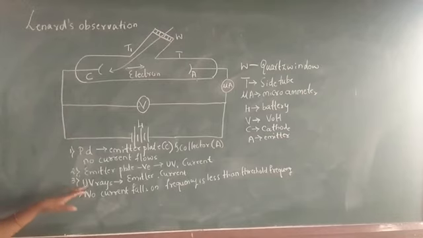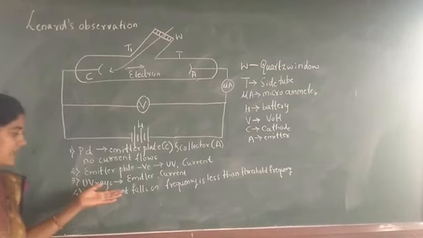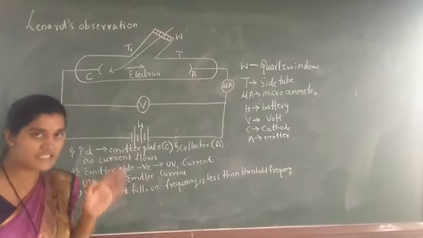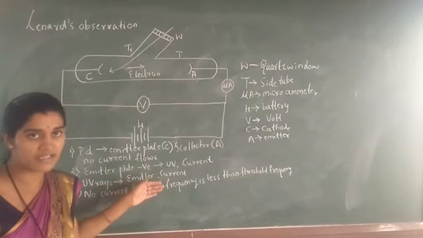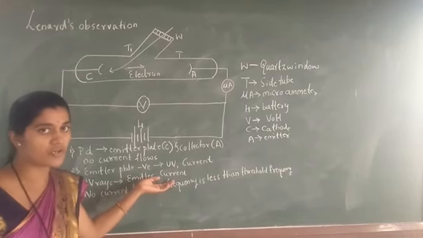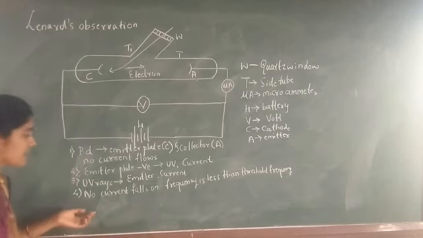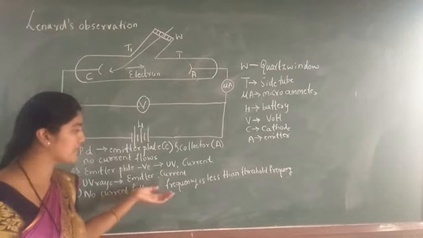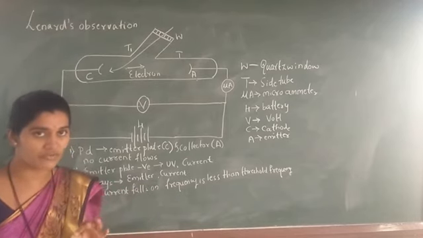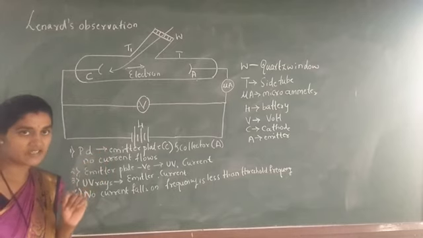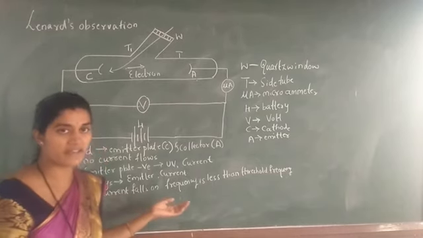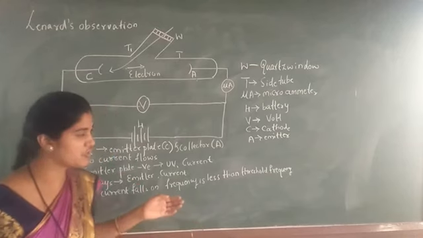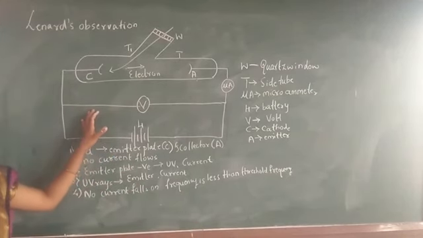Next, when the ultraviolet radiation which is made to fall on the emitter is stopped, there will be no flow of current in the circuit. If there is no flow of current, we can say that the frequency is very much less than the threshold frequency. This is about Lenard's observation on the photoelectric effect.